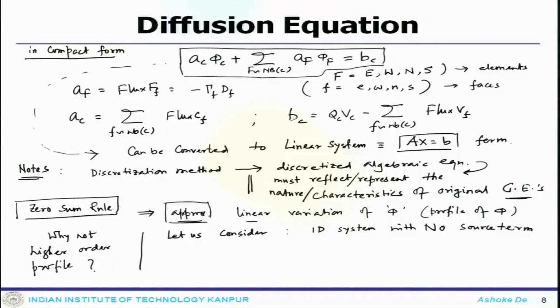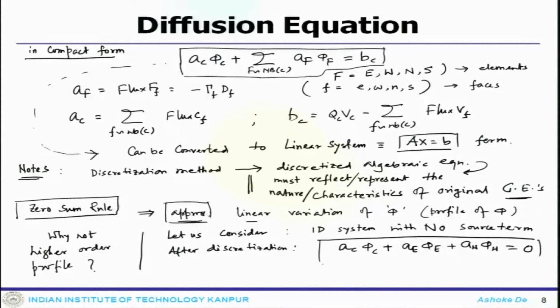So, let us consider that. Let us consider a 1D system with no source term, and after discretization, this will look like AC phi C plus AE phi E plus AW phi W equals 0.